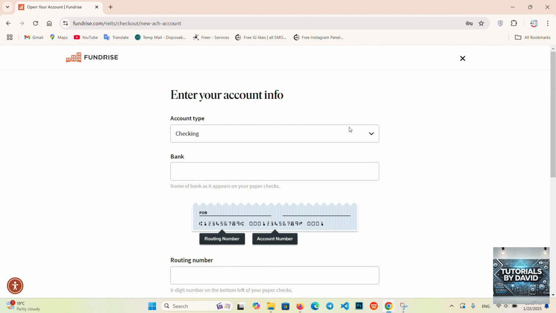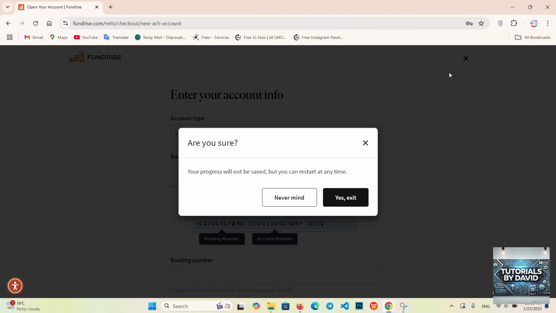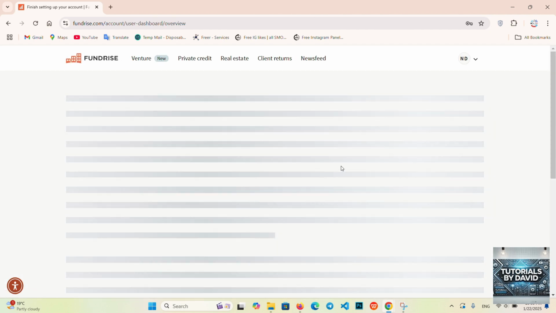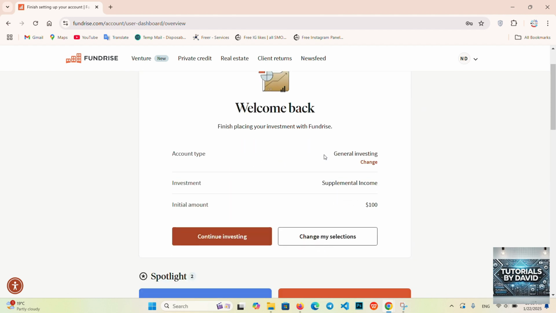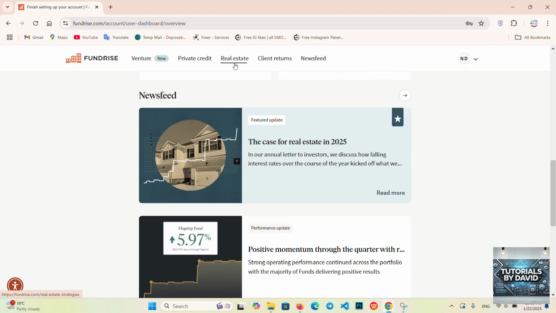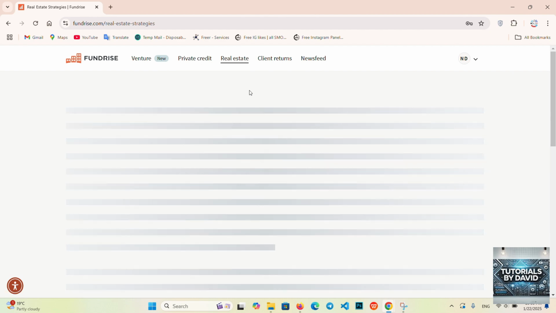Consider fees. Review the management and advisory fees associated with each investment. Fundrise is transparent about costs, which typically include a flat annual fee and performance-based charges.